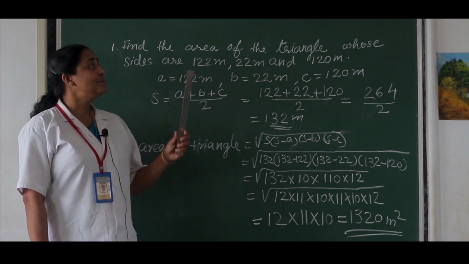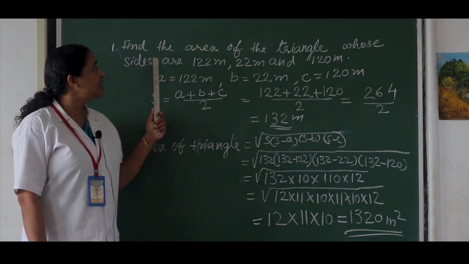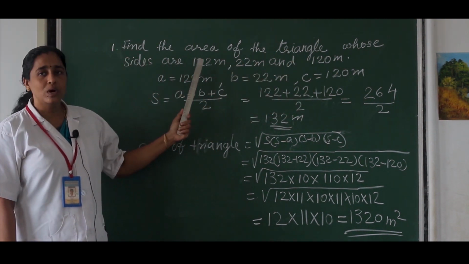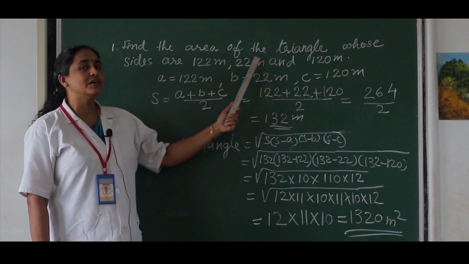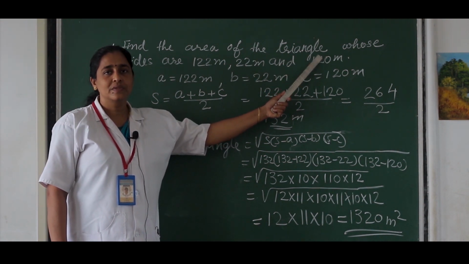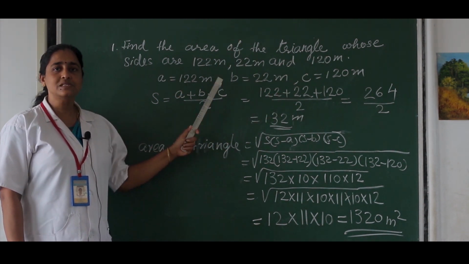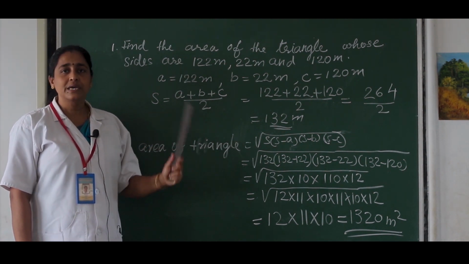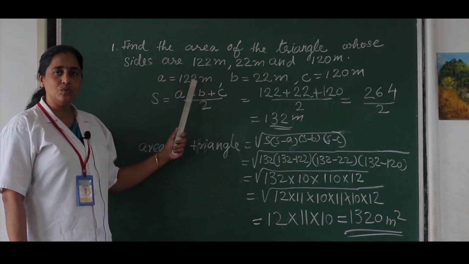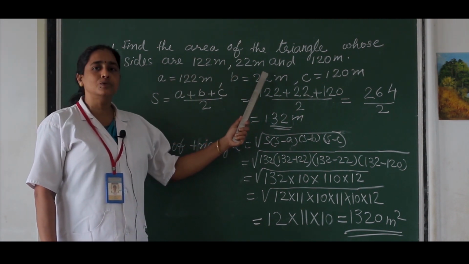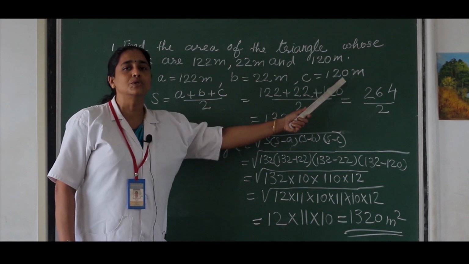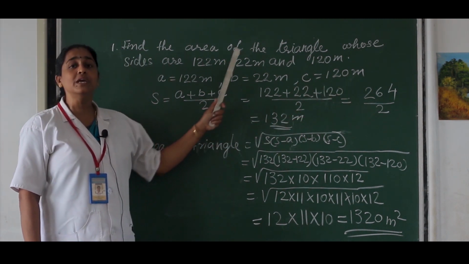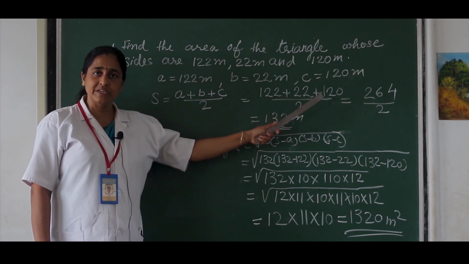Let's start with a problem. First question: find the area of the triangle whose sides are 122 meter, 22 meter and 120 meter. Have you seen the question? In this question, there is given information and asked information. The given information is a equal to 122 meter, b equal to 22 meter and c equal to 120 meter. And we have to find the area of the triangle with these measurements.